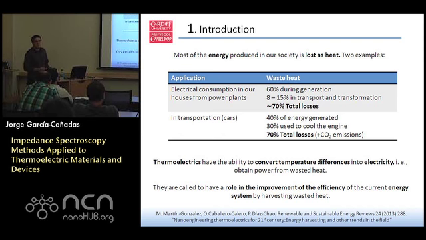So the main characteristic of thermoelectrics is they have the ability to convert temperature difference directly into electricity. So you can obtain electricity, obtain power from waste heat. So the role they can play in the current energy system is to contribute to improve the efficiency of the energy.